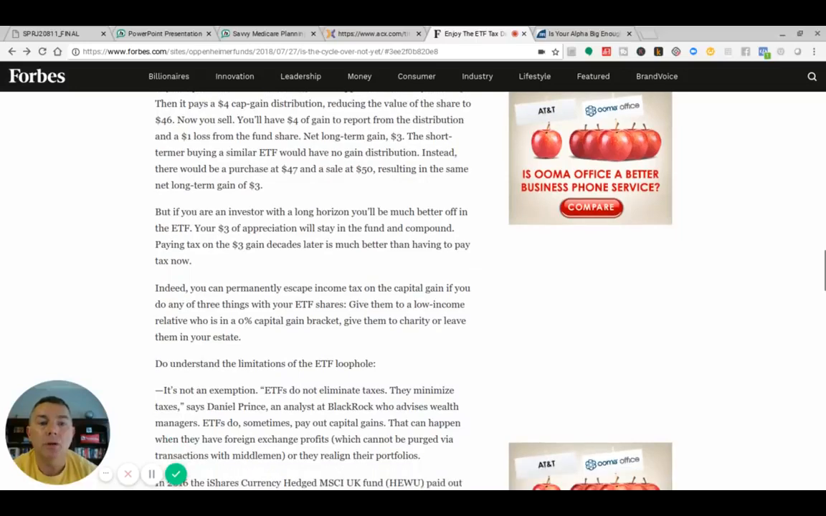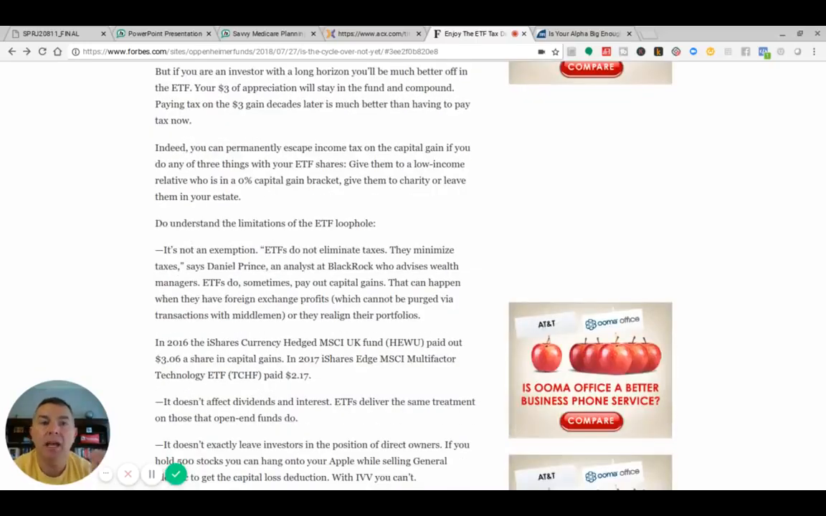Indeed, you can permanently escape income tax on the capital gains if you do one of three things with your ETF shares. Give them to a low-income relative, give them to charity, or leave them in your estate. So I just got to listen. Stop. Whatever you're doing, put your phone down. You can permanently escape income tax on your capital gains if you give away your shares to a low-income relative who's at a 0% capital gain. I challenge that greatly. Give them to a charity, or leave them in your estate.